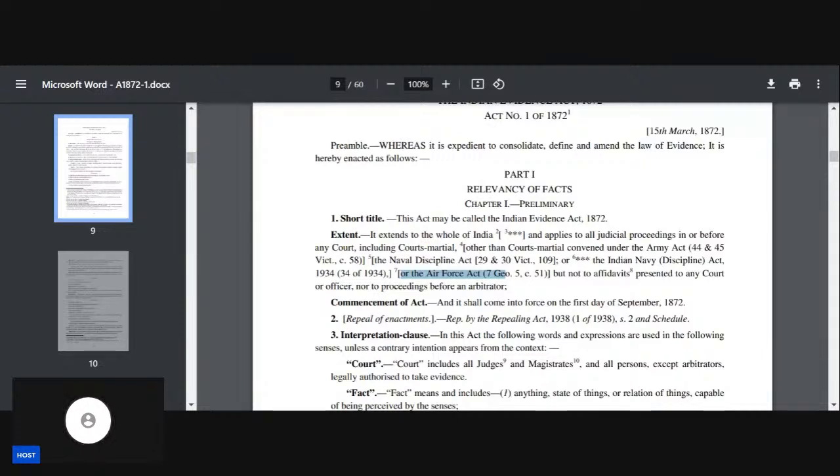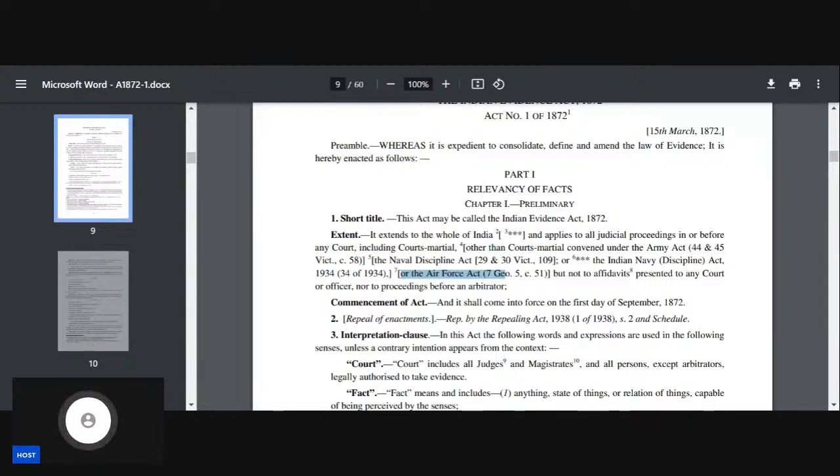If you see, court martials is included, but it's not talking about court martial as convened under the Army Act, Naval Discipline Act, Indian Navy Discipline Act, and Air Force Act. So this applies to native court martial and to proceedings before the Indian Marine Act, right? But it does not apply to these which are under the Army Act, Naval Discipline Act, Indian Navy Act. So there is no such difference.